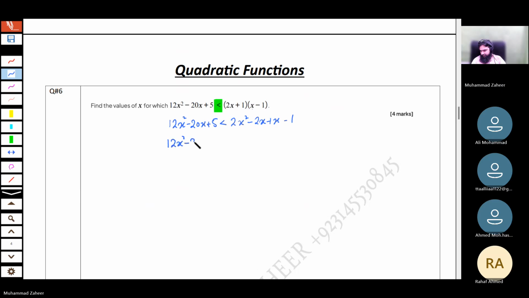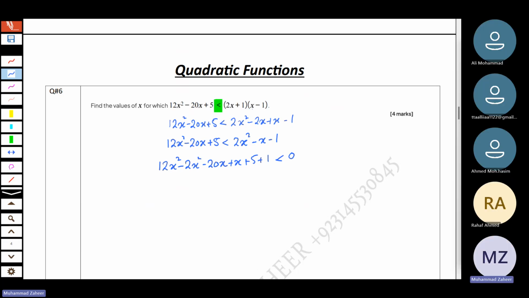Now we are going to get 12x² minus 20x plus 5 is less than 2x² minus x minus 1. Now take these values to the other side. So it will become 12x² minus 2x² minus 20x plus x plus 5 minus 1 will become plus 1, is less than 0. Because I'm going to take all the values on the left side, obviously you are getting 0 on the right side.